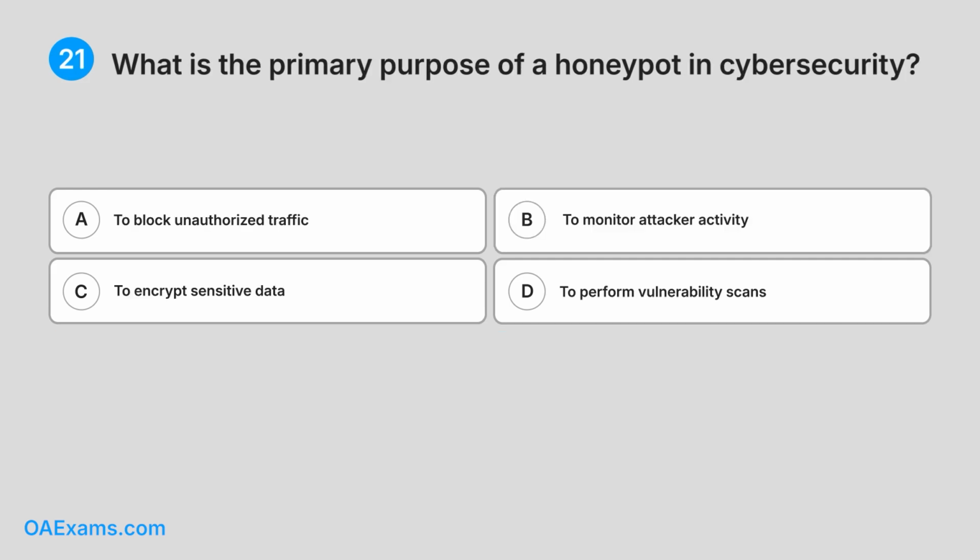21. What is the primary purpose of a honeypot in cybersecurity? A. To block unauthorized traffic. B. To monitor attacker activity. C. To encrypt sensitive data. D. To perform vulnerability scans. Can you guess the answer?